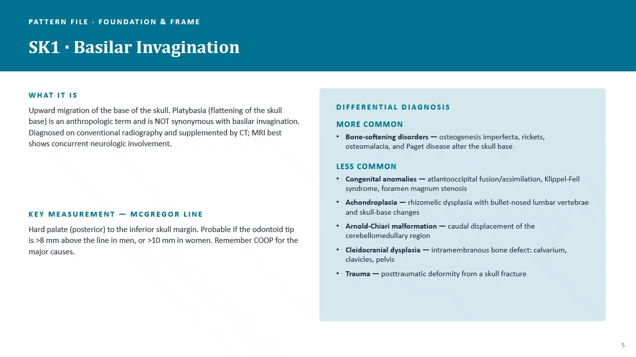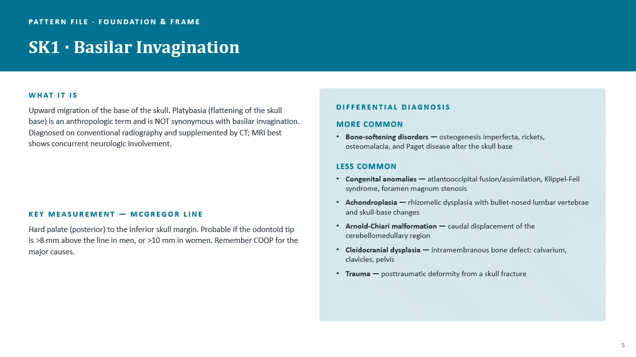When they look at that, they look at how far the odontoid is extending above that line. So if it's abnormally high, then that usually is going to support whether or not that patient has basilar invagination.